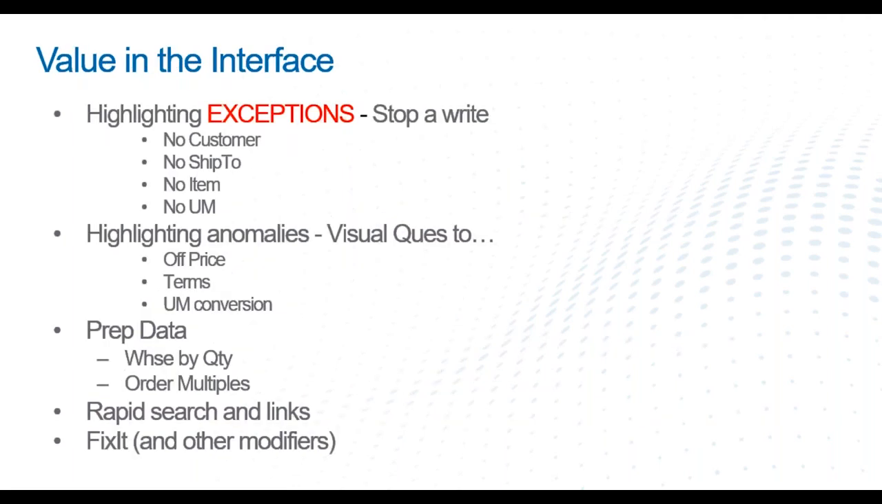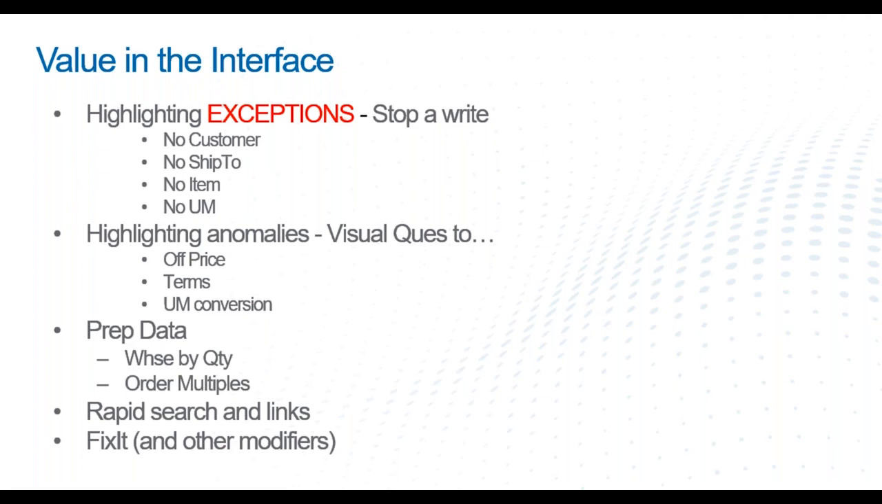The other thing is we're putting value in the interface. So many interfaces out there that take data from one system to another just move the data across. So the order comes in with the wrong price from one system, it goes into your Sightline or CloudSuite system with the wrong price, and people have to deal with it. We're putting that value add in the interface itself.